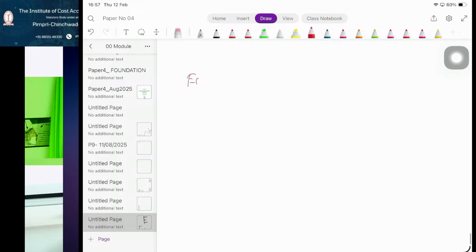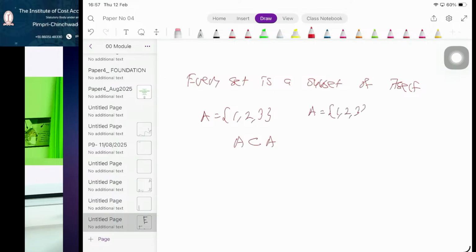Every set is a subset of itself. A मैंने एक एलिमेंट लिया 1, 2, 3. So I can say A is a subset of A. यानी और एक A उसमें भी 1, 2, 3 रहेगा. ये और ये दोनों ही नाम एक ही है. So every set is a subset of itself.